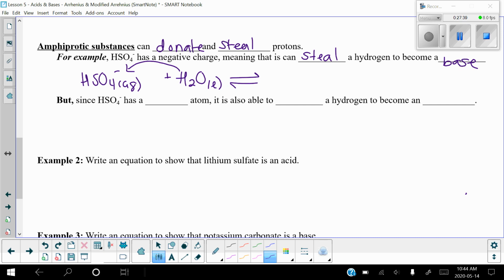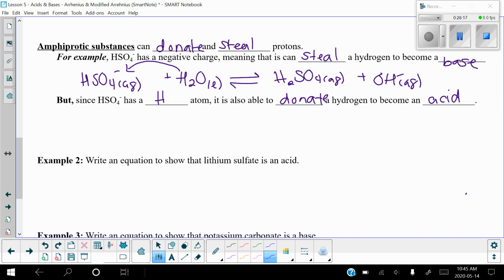And then it becomes H2SO4 because it stole a hydrogen. And because we stole one hydrogen from water, it becomes hydroxide. Okay, so this means that it can be a base. Now, but since HSO4 minus has a hydrogen atom, it is also able to donate a hydrogen to become an acid.